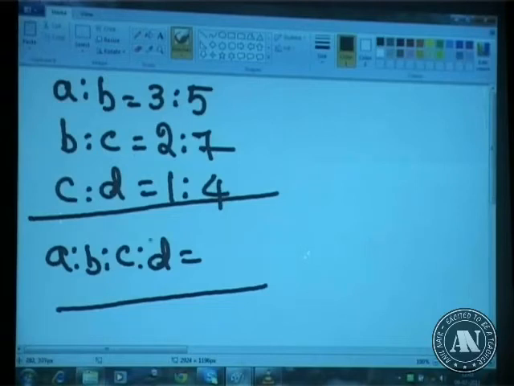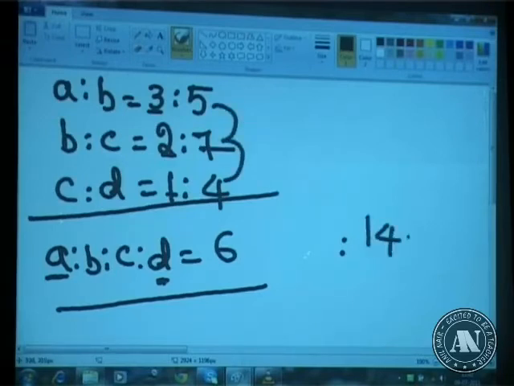Listen carefully. In A, B, C and D, what is the first term? A. To get the first term, multiply all the first terms. 3 2s are 6, 6 1s are 6. What is the last term in A, B, C, D? D. To get the last term, multiply the last terms. 5 7s are 35, 35 4s are 140. Step 1 clear?